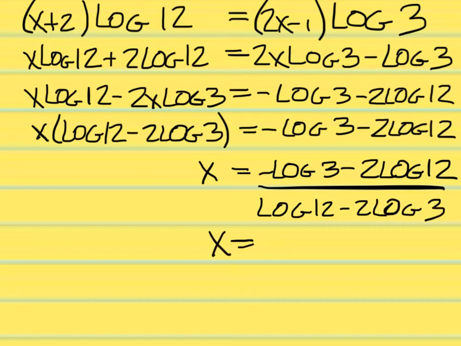Okay, so let's type this in. The whole top should be in a quantity by itself. So the quantity of negative log 3 minus 2 log 12. And then we'll divide by log 12 minus 2 log 3. Answer should be a negative 21.0942.